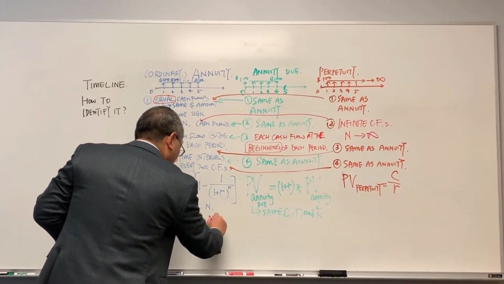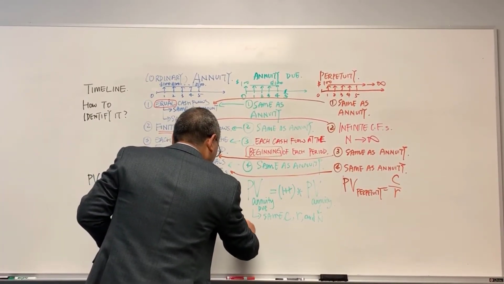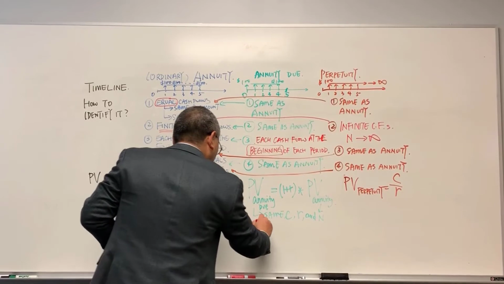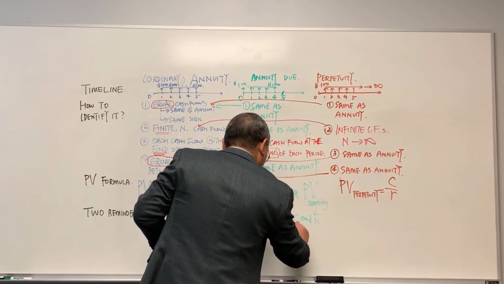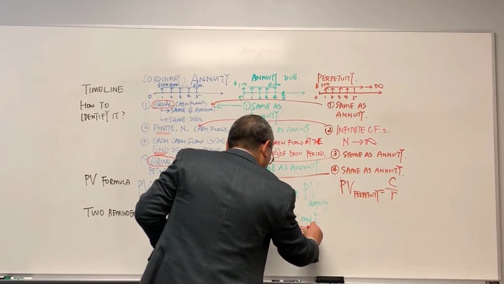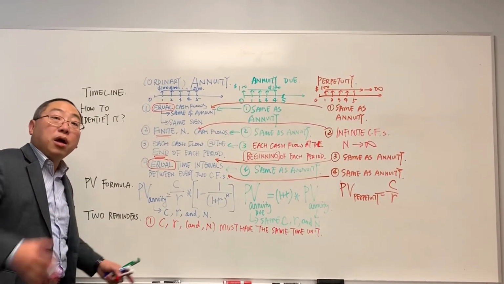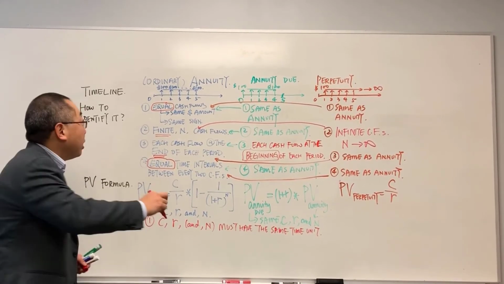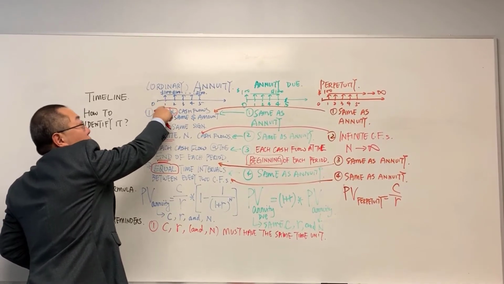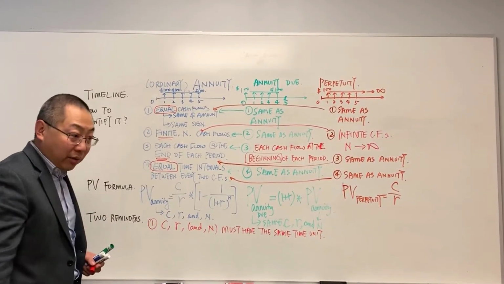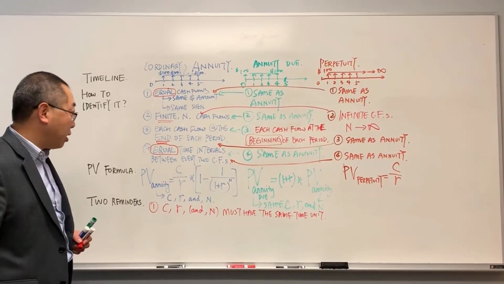and n. Okay, if we're talking about these two, they must have the same time unit, which means if we discount in an annual period, then we use the annual rate with the annual cash flow. If we discount at a monthly rate, use number of months with monthly cash flow.